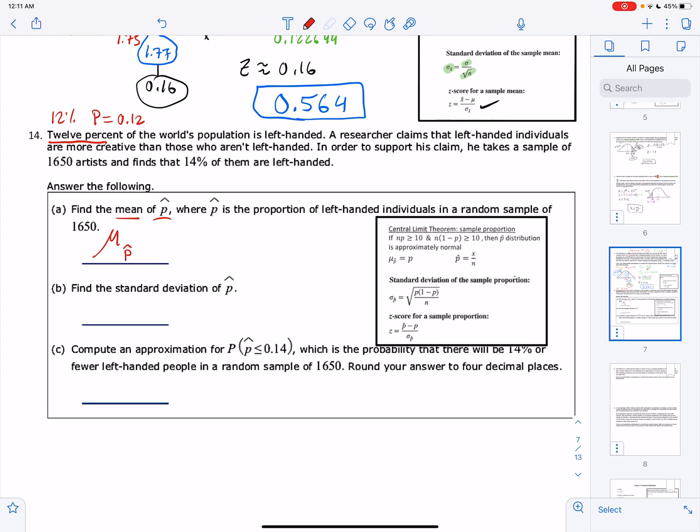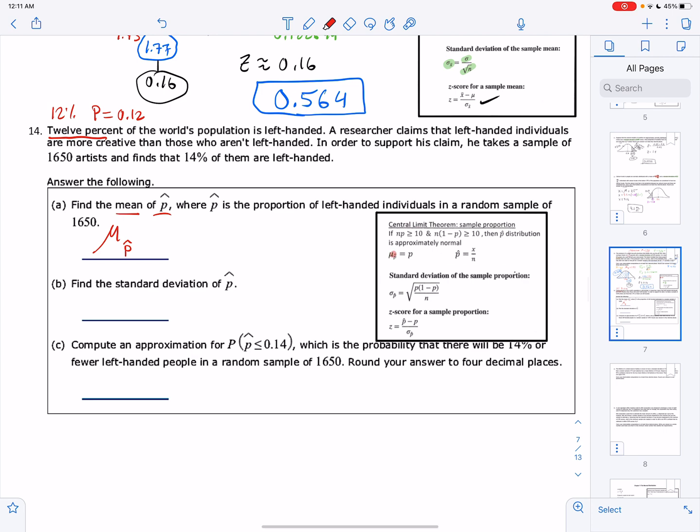But really, what I wanted to show is this, that it says that the mean of my sample proportions is equal to the population proportion. So that means I already know the answer here. The mean of the sample proportions is equal to the population proportion, which was given right up here at 0.12.